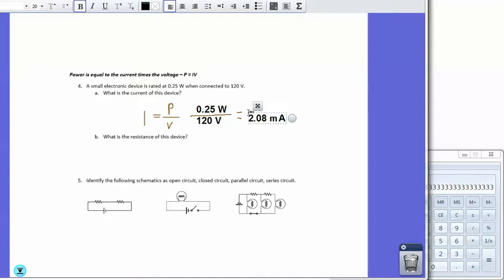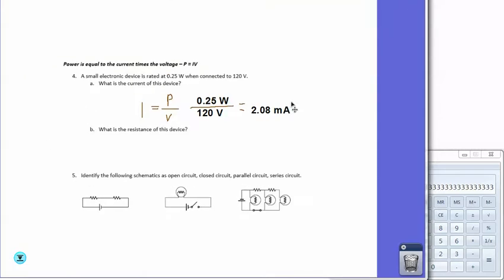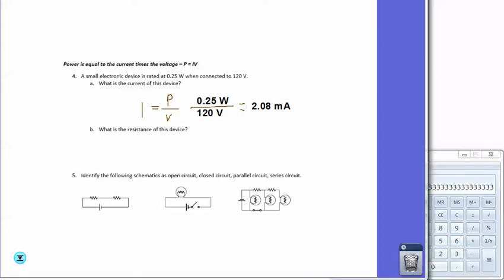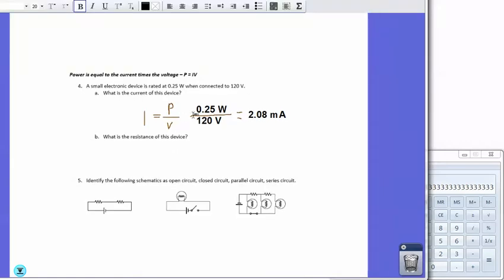milliamps. Okay, not a whole lot of current, which makes sense because the power rating is not that high either. So 2.08 milliamps is fine for that. We also could say 2.1 if we wanted to keep the significant figures accurate. We could say actually that it's 2.1 milliamps as well. Probably a little more accurate to say that.